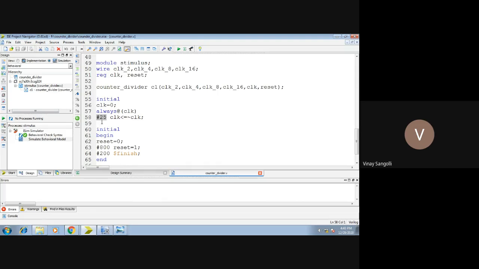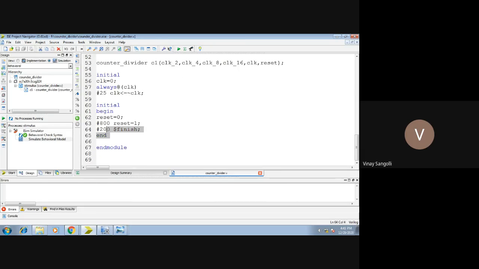And what is the amount of delay we are using? 25 nanoseconds. Similarly, why is this required, friends? The next initial, here in the next initial, we are trying to set your reset. You can observe there, initially the reset is 0. After 800 nanoseconds, the reset will become equal to 1. You can just observe here, after 800 nanoseconds, the reset is becoming 1. And plus 200 nanoseconds, that is after 1000 nanoseconds, the execution gets over.